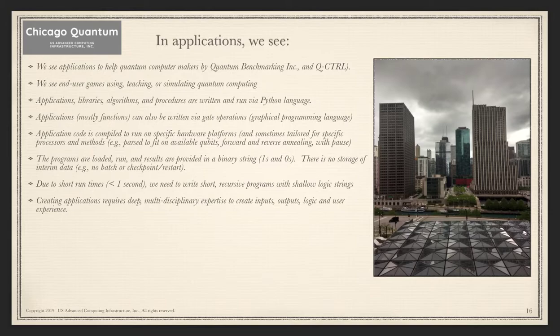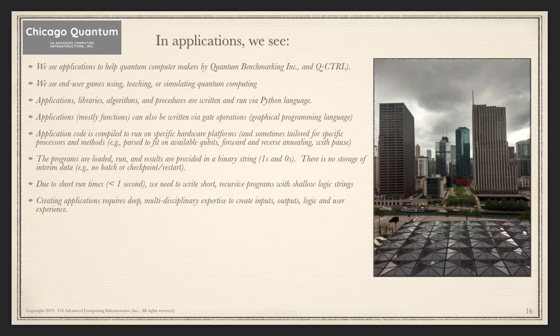On the application side, again, building on that point, we see end user games, right, using, teaching, or simulating quantum computing. We see applications and libraries and algorithms and procedures being written and run via the Python language, very accessible. Applications, mostly think of them as functions, can be written via gate operations. So you can swap qubits. You can throw qubits into a Hadamard and put them into a superposition or entanglement and start playing with the probabilities.